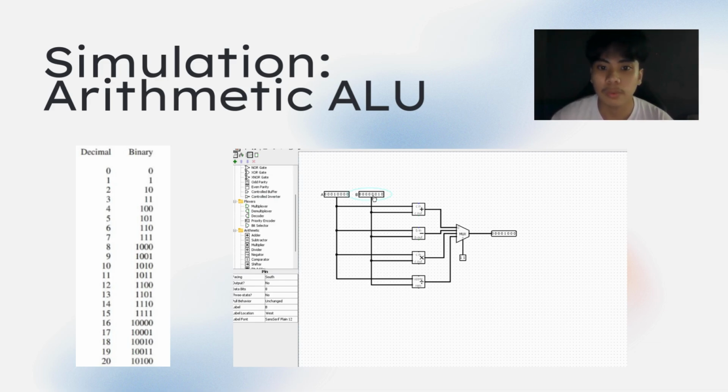So that's it for the arithmetic ALU operation. As you can see, it changes the output based on the input values and also the selected operation. So it shows the real-time process like in a real CPU.